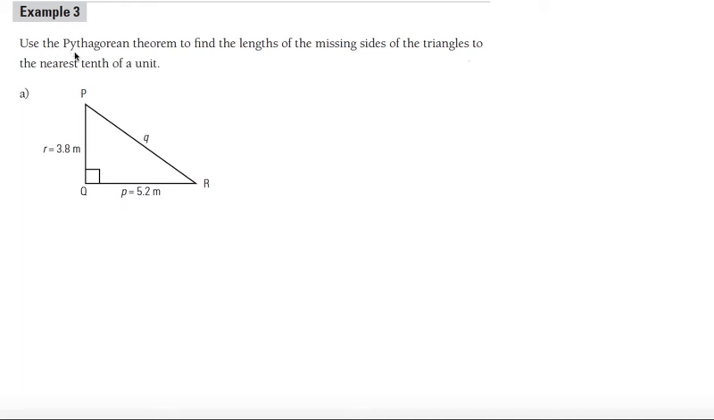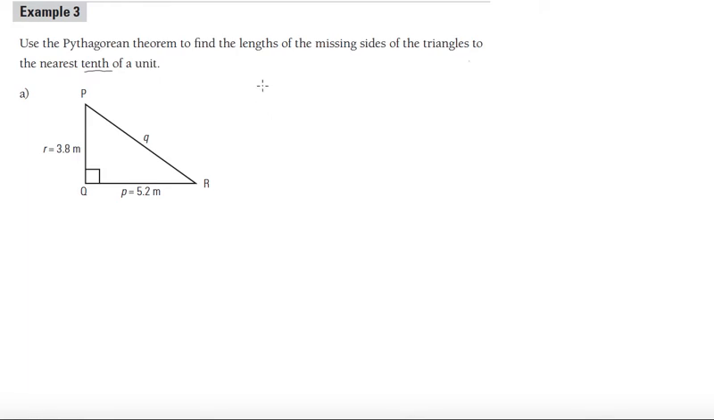Now we want to use the Pythagorean theorem to find the lengths of the missing sides of the triangles to the nearest tenth of a unit. So we have the same triangle that we had in example 2, so it's already labeled for us. We have PQR. Here's our little q, a little r, and a little p. And we have measurements for r and p, but we don't have anything for q. So let's figure this one out.